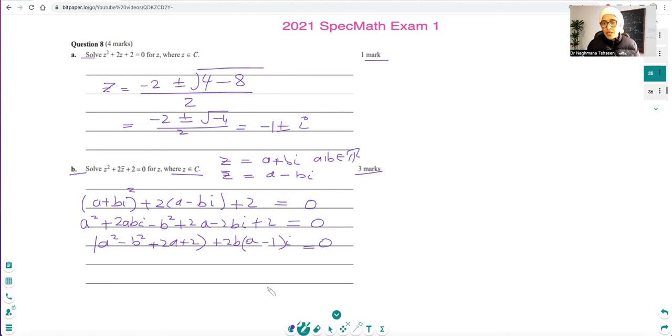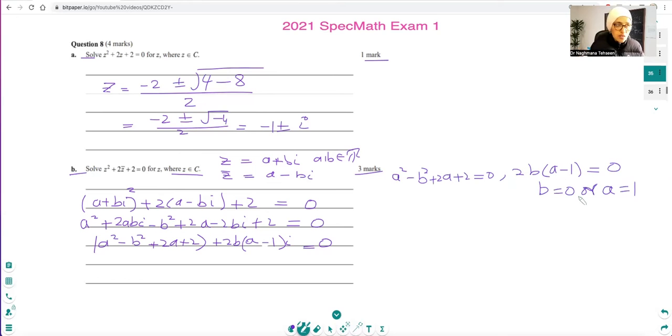So what does that mean, equal to 0? That means I could say that the real part is equal to 0 and the same with the imaginary part is equal to 0. So I would go a squared minus b squared plus 2a plus 2 equal to 0. And the other one is saying 2b times (a minus 1) equal to 0. So this is giving us that either b is equal to 0 or a is equal to 1. The second equation suggested that.